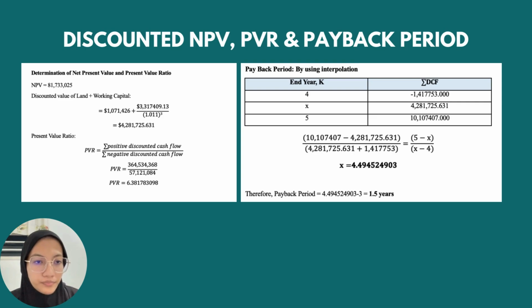So based on just now, land plus working capital cost, we get the value of 4 million, and then we use interpolation between the negative value and also positive value for the cumulative discounted cash flow, and then we can find the year that is our payback period. So we get the year of 1.5 years.